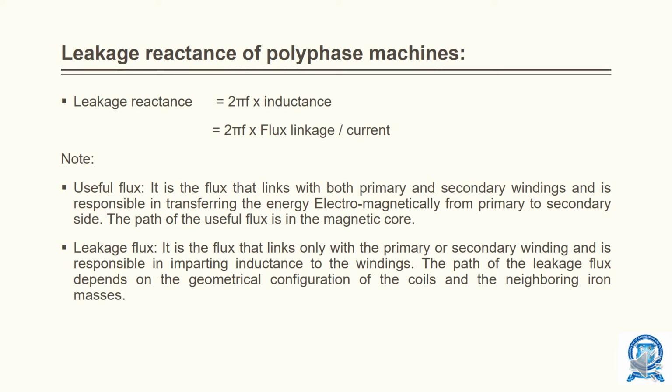So useful flux links with the primary and secondary windings and is responsible for energy transfer from primary to secondary. But leakage flux does not cooperate in the energy transmission from primary to secondary, so it flows in other parts, either on the primary or on the secondary. So we name it the leakage flux.